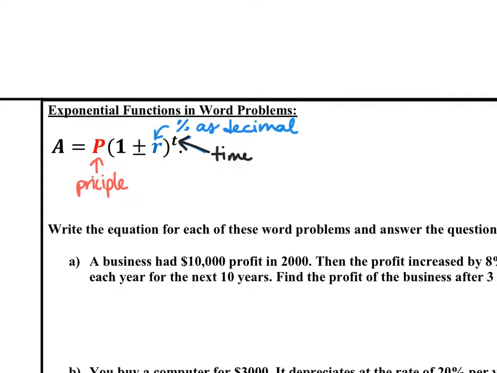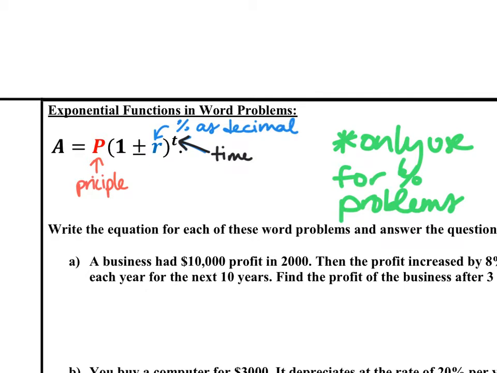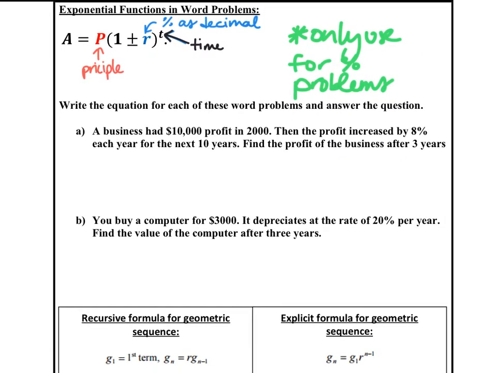Let's just make a note. We should only be using this if the problem has percentages. So if you're told that something doubles or triples, then you know that doubling is multiplying by 2 or tripling is multiplying by 3. So you should just use the equation that we talked about on the front, and you would already know your common ratio. Don't overcomplicate it.